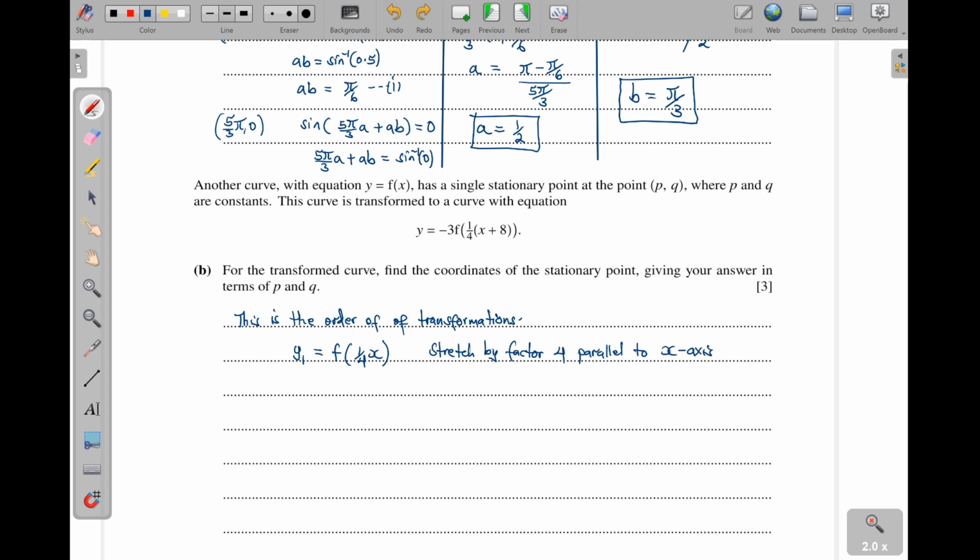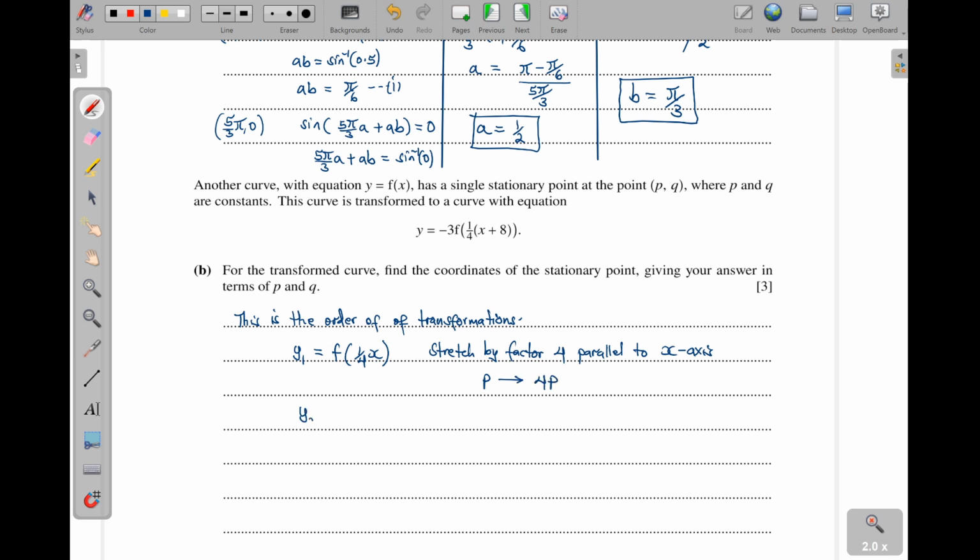Okay. Now from there, that means the x coordinate here, which is p, is going to be multiplied by the 4. Are we there? So the p is going to go to 4p.